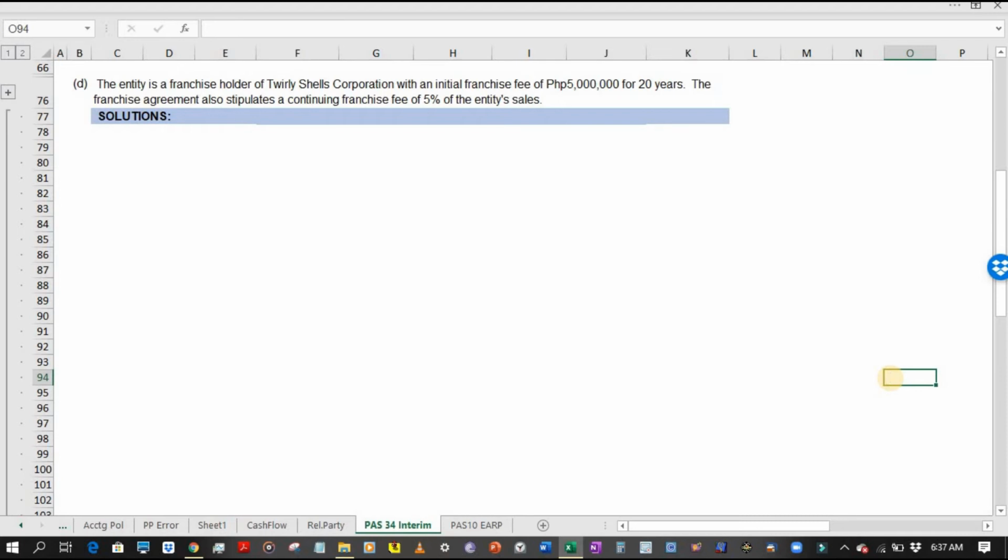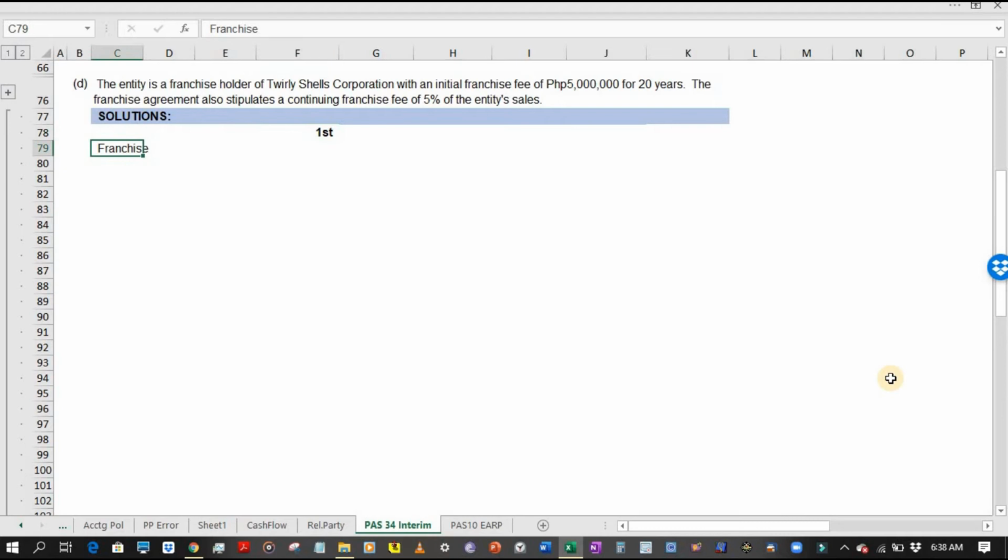So first, the amortization expense. How are we going to recognize the amortization expense for interim purposes? The amortization expense is an expense that is being recognized during a period of time. So it means that we are going to recognize this based on a systematic allocation, and that will be on a straight line basis. So first, let us compute for the amortization expense of the franchise for interim purposes. Let us start with the first quarter.